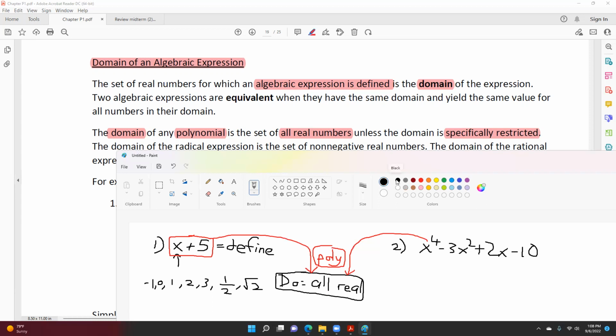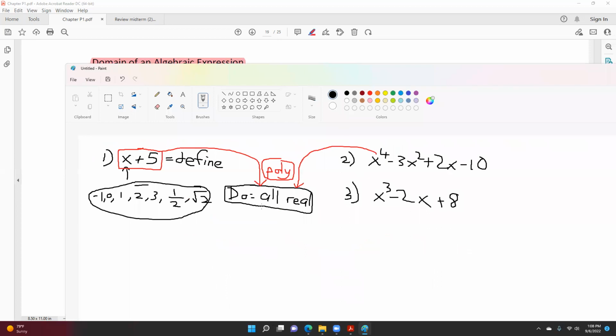Now, what is a domain restriction? A domain restriction means we do not want to take all the numbers that are being plugged in. So we will restrict the domain. So an example in this case will be like x^3 minus 2x plus 8. This is also a polynomial. So if I don't have a domain restriction, then your domain in this case is all real numbers.